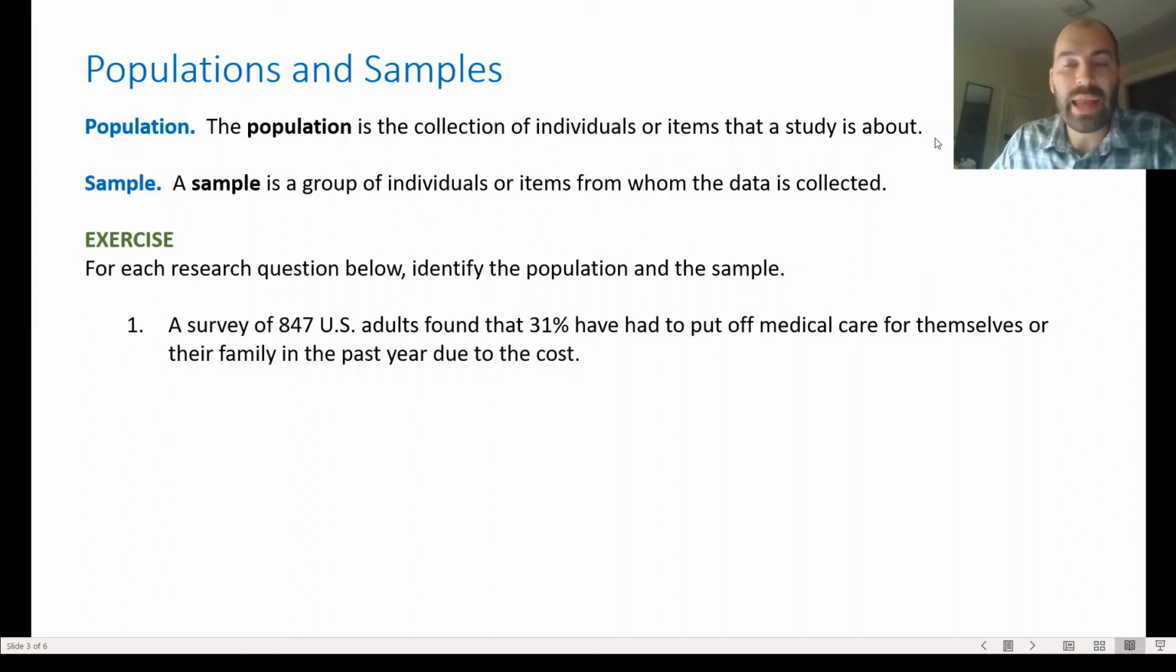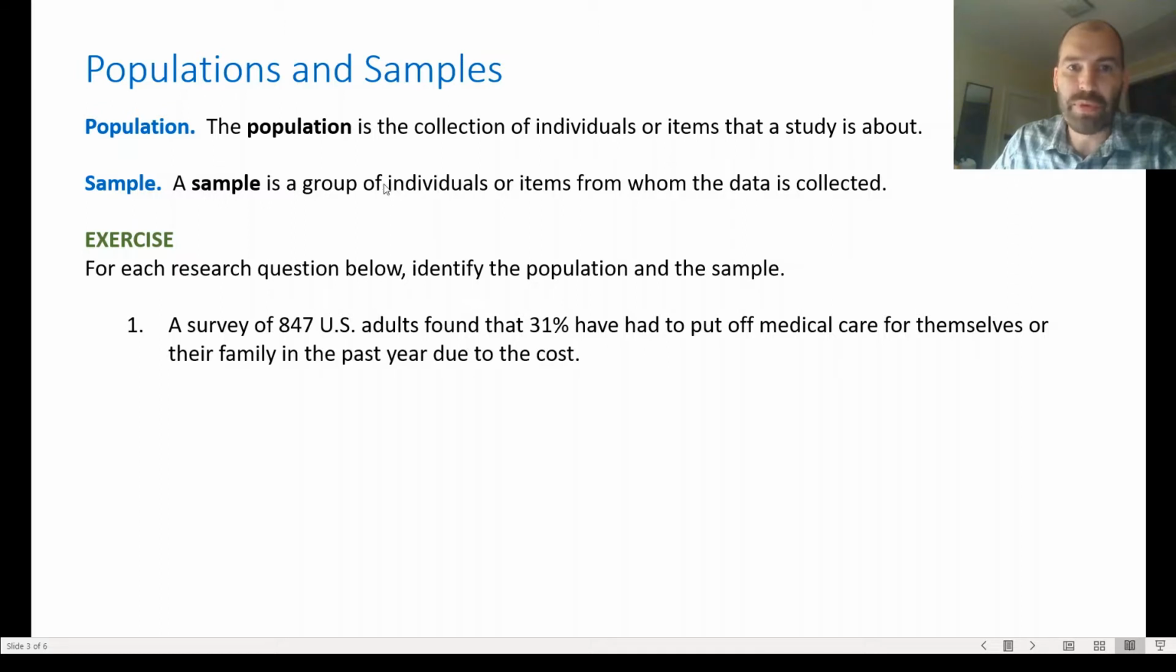Now, can I go out and study the entire population? Usually you can't. Usually the population is too big, or it's too expensive, or it's just too inconvenient to go out and survey everyone in the population, or take a sample from everybody in the population, study everybody. It's just not feasible. So what do we do instead? Sample. We take a sample.